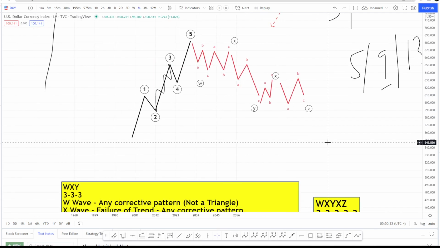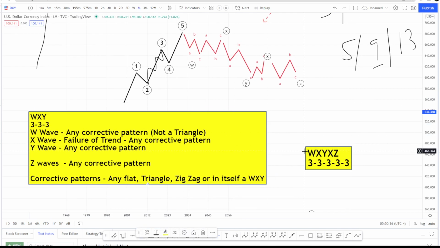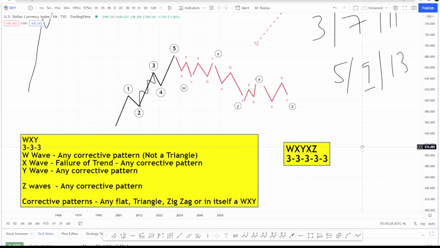So that is complex corrections, very straightforward, WXY and WXYXZ. In the next module, we'll be taking a look at leading and expanding variety diagonals, and then we will be going over the Fibonacci relationships. So I'll catch you guys on the next video.